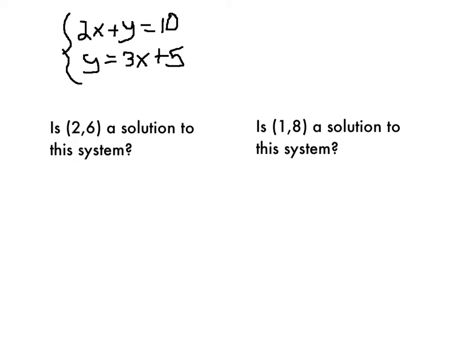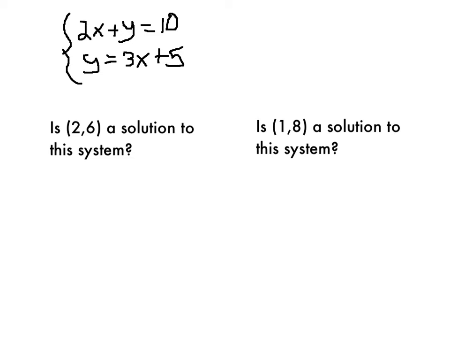A system of linear equations is just a collection of linear equations. So up here, in the top of this page, we have a system where we have two equations, one of them being 2x plus y equal to 10, and the other y equals 3x plus 5. And this little grouping symbol here allows us to put these equations together to create a system.